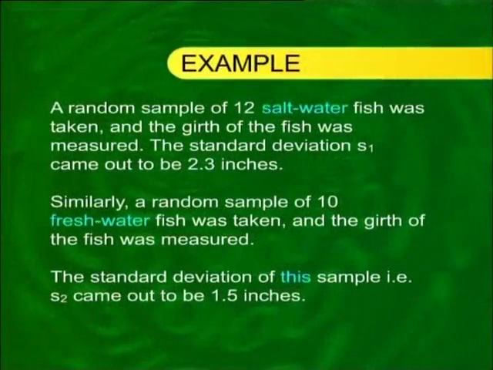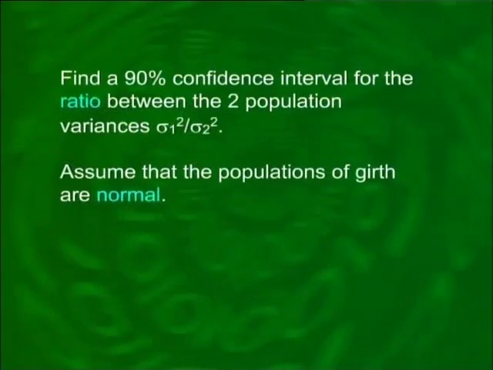Let me explain this point with the help of an example. A random sample of 12 saltwater fish was taken and the girth of the fish was measured. The standard deviation, small s1, came out to be 2.3 inches. Similarly, another random sample of 10 freshwater fish was taken and their girth was measured, and the standard deviation, small s2, came out to be 1.5 inches. Find a 90% confidence interval for the ratio between the two population variances, sigma 1 square over sigma 2 square. In doing so, assume that the populations of girth are normal.